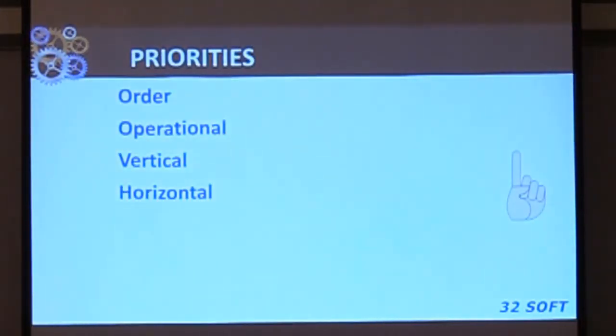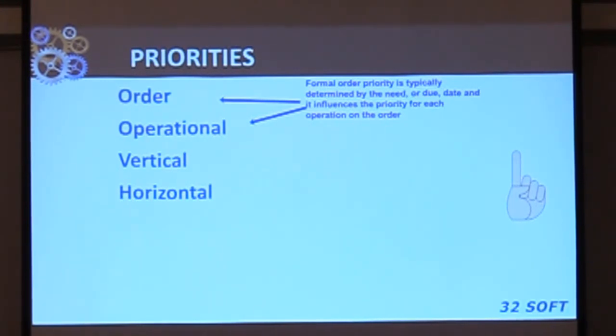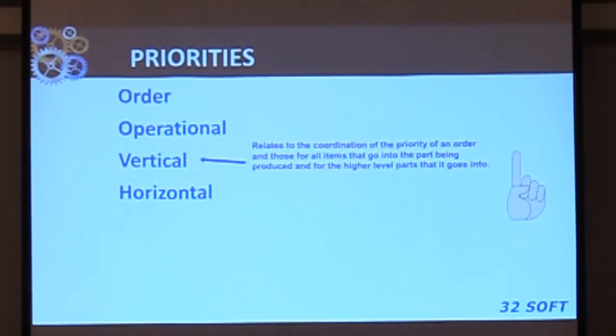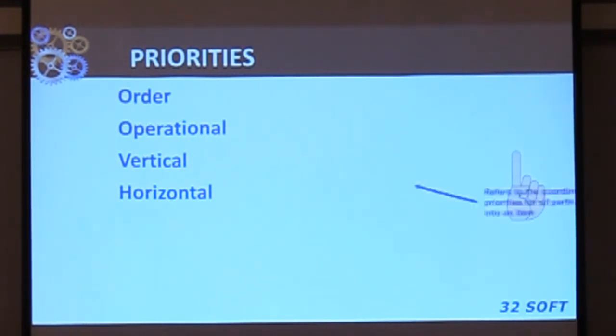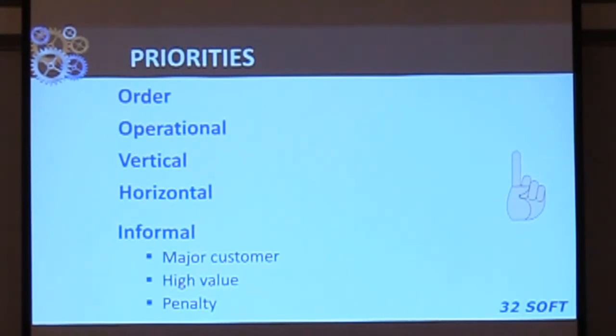Priorities. Priorities in any system are, first of all, your order and operation priorities. And these come pretty much from your MRP system. There's also a vertical priority, which means all the parts that go into a higher-level parent have the same priority, and a horizontal priority, where common parts need to be coordinated across the product lines. There are also informal priorities: major company customers, high volume, penalties that you might have.